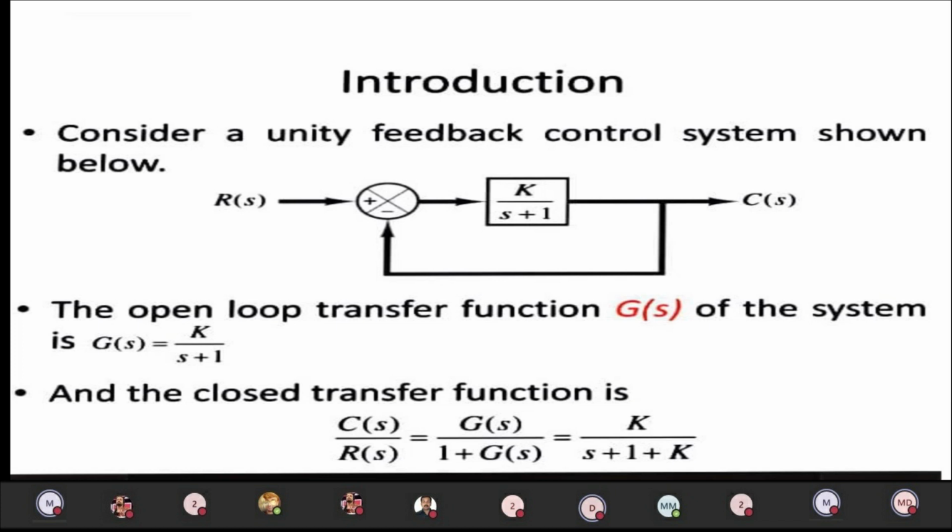Okay, so here you can see we can consider a simple open loop transfer function with a unity feedback system. So G of S becomes K divided by S plus 1. So you can get the closed loop transfer function as K divided by S plus 1 plus K.